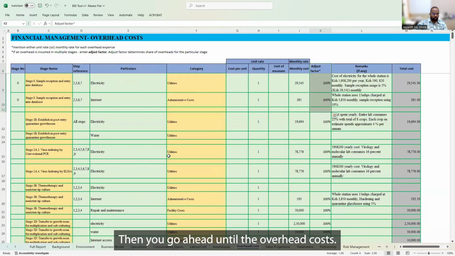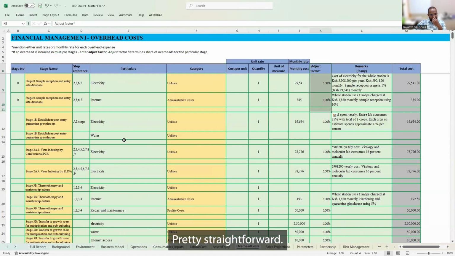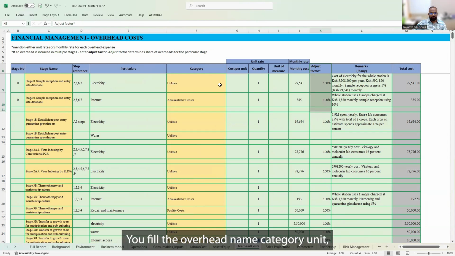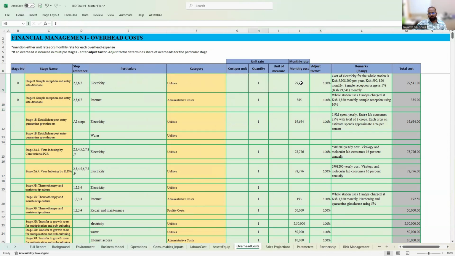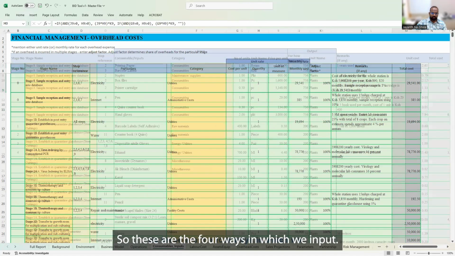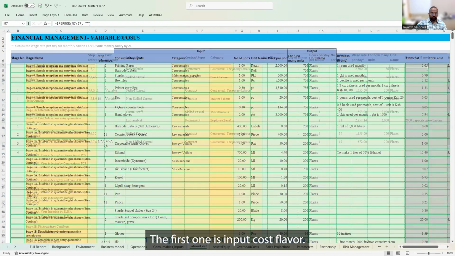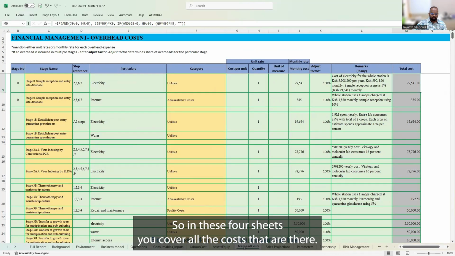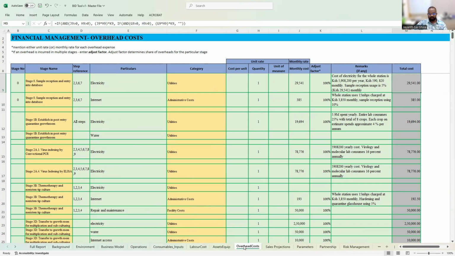Then you go ahead and fill the overhead costs. Pretty straightforward. You fill the overhead name, category, unit, monthly cost, and adjust factor, and you get the total cost. So these are the four ways in which we input the costs: input cost, labor cost, asset cost, as well as overhead cost. So in these four sheets, you cover all the costs that are there in the business, right?